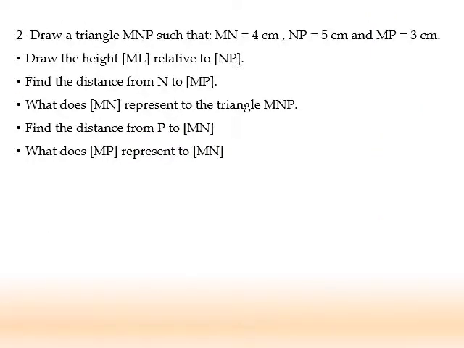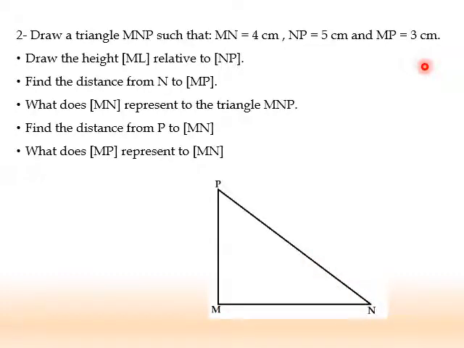Number 2. Draw a triangle MNP such that MN equal 4 cm, NP equal 5, and MP equal 3. When we have the case of three sides, then I have to use my compass. Okay, first of all, start by drawing a side. Here, for example, MN equal 4 cm. Then open your compass of radius 3 cm and draw an arc. You will get here an arc.